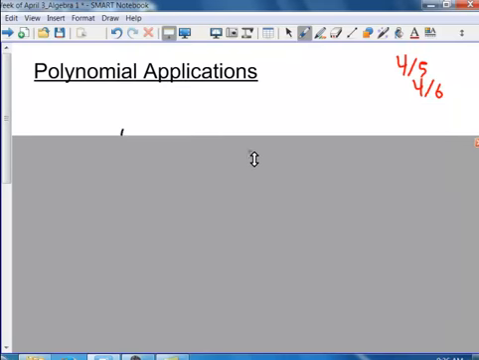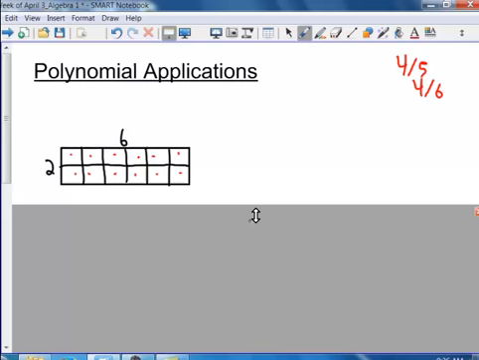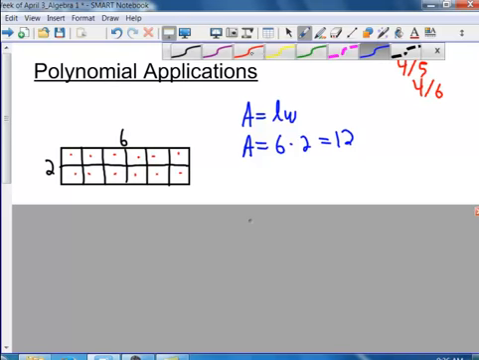Polynomial applications, basically just like different shapes we want to deal with. So for one example, let's say we had a rectangle. Well, the area of a rectangle is just length times width. And in this example, the area is going to equal 6, the length, times the width of 2, and the area of this is going to be 12. Hence, the 12 dots here. Right? So, that's basically what we're looking for.